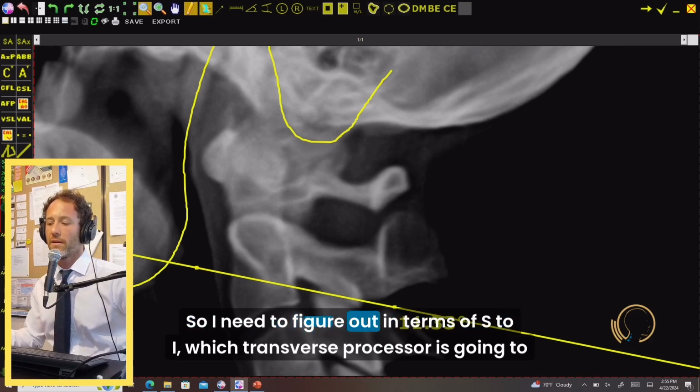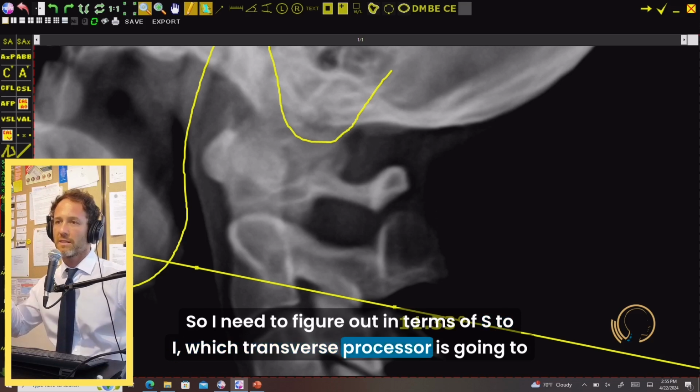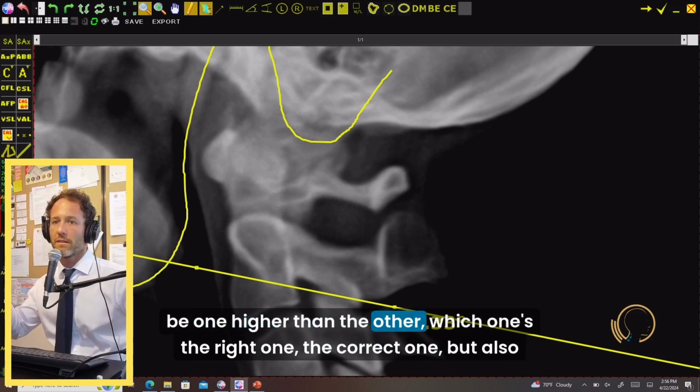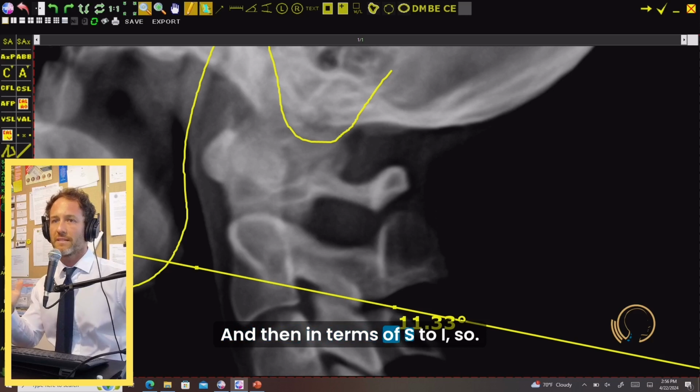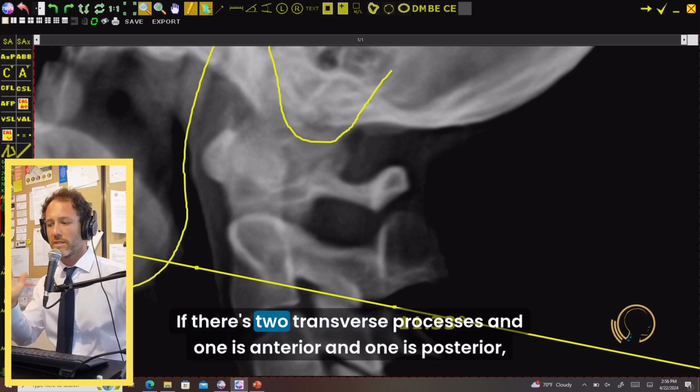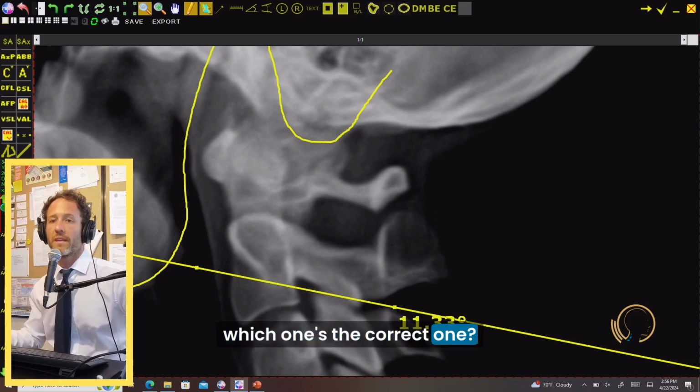So I need to figure out, in terms of S to I, which transverse process is going to be one higher than the other, which one's the right one, the correct one. But also the right one is the correct one, we're going to say hypothetically. And then in terms of S to I, if there are two transverse processes, one anterior and one posterior, which one's the correct one?